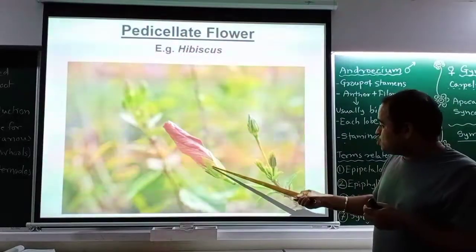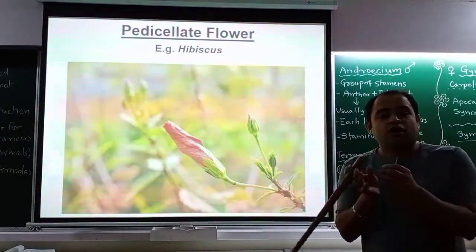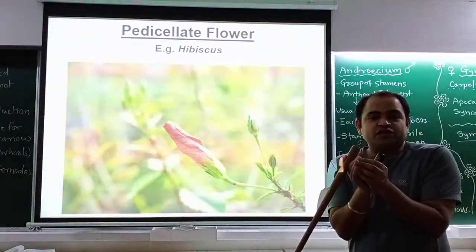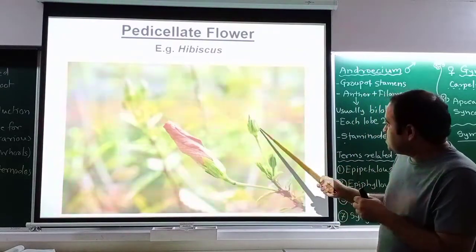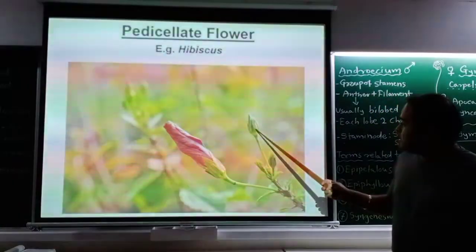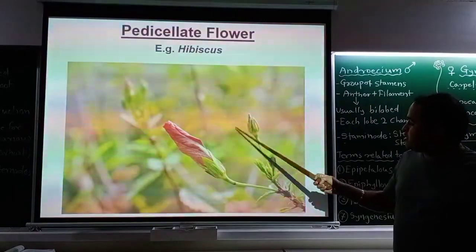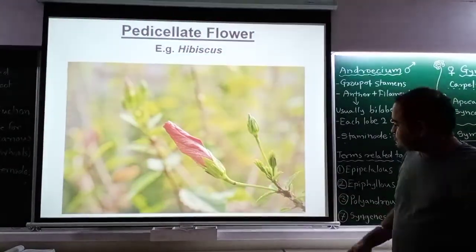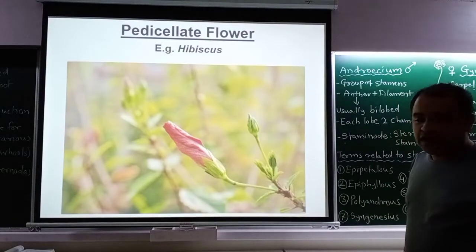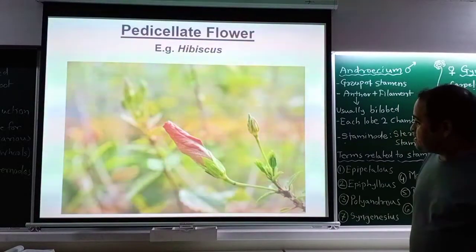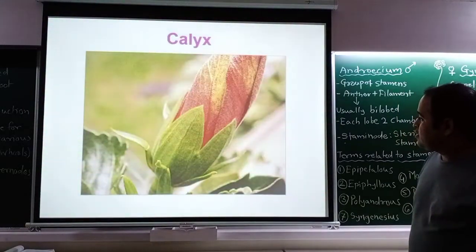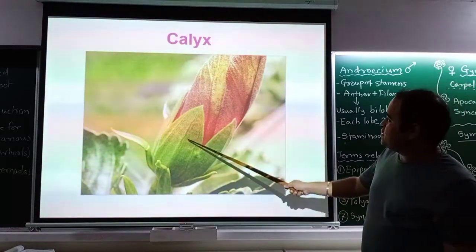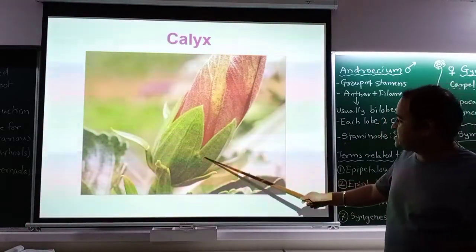This is calyx. So this is calyx, which is covering the bud condition, and in the initial phase you can observe here this particular petal part is surrounded by the green color, that is sepals. You can find this. This is calyx.